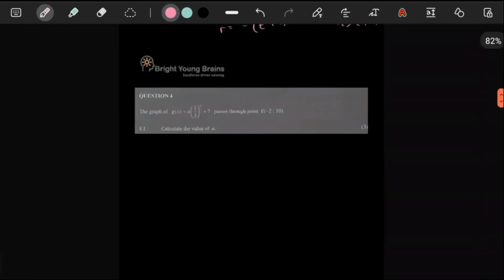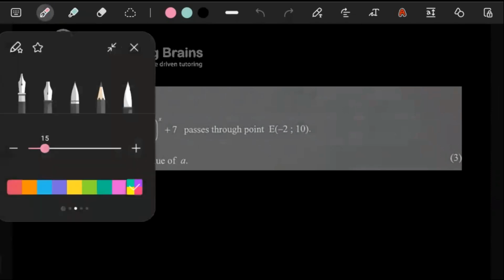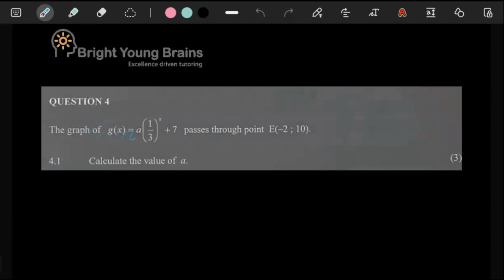Anyways, so let's move on to question number 4. Okay, so what do we have here? It says the following. So diving into functions and graphs now. This is clearly an exponential graph. They said it passes through this point over here, right? And then they say we should calculate the value of a.